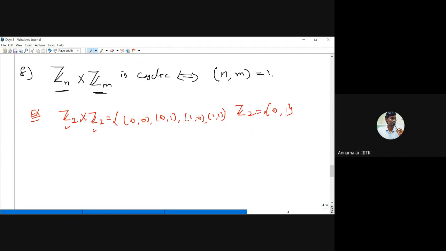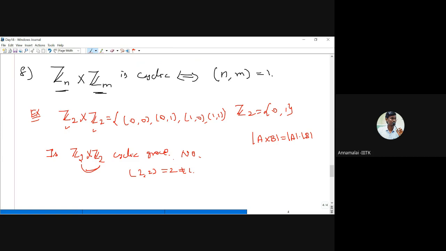Therefore, we know the formula for the order of the Cartesian product A cross B, where A and B are finite sets: it's the cardinality of A times the cardinality of B. Now this is two elements, 2 times 2, 4 elements. Now we list all the 4 elements. This group is with respect to point-wise coordinate addition. Now the question is, is this cyclic or not? Is Z2 cross Z2 cyclic? No. Why? Because the GCD of 2, 2 is 2, which is not equal to 1. Therefore, this is not a cyclic group.